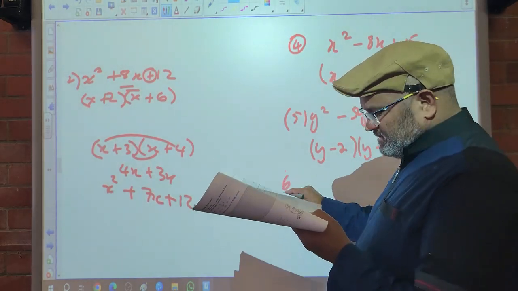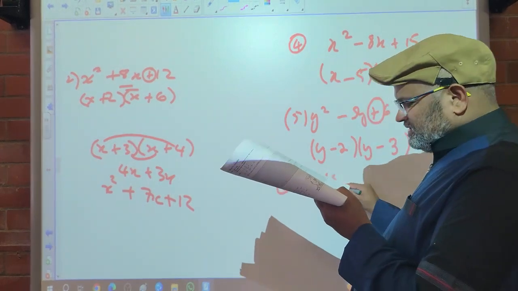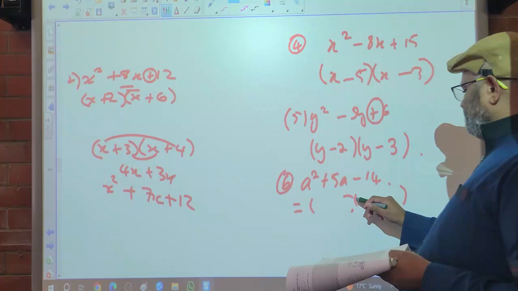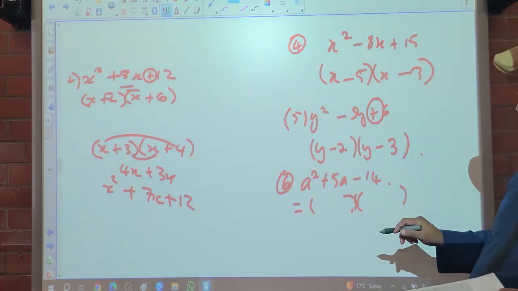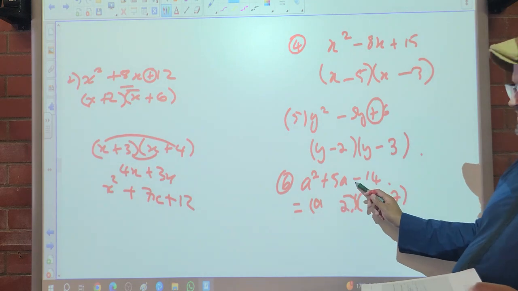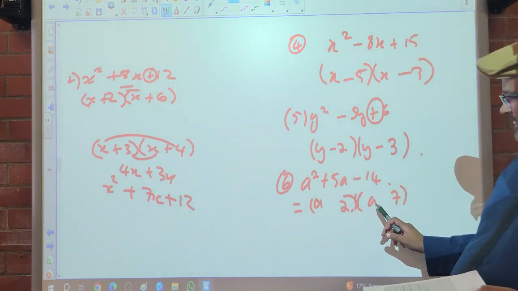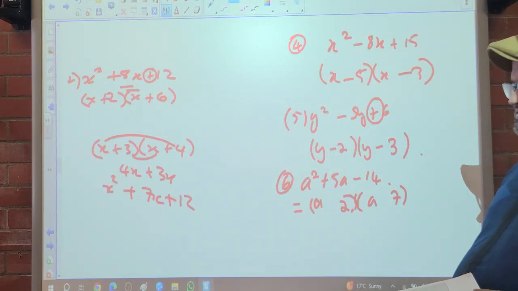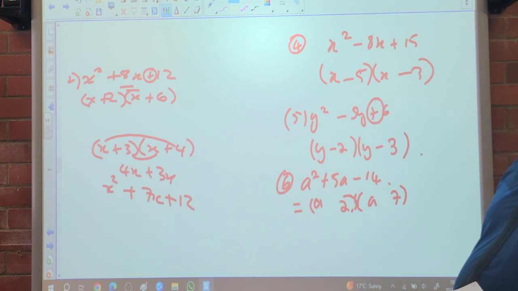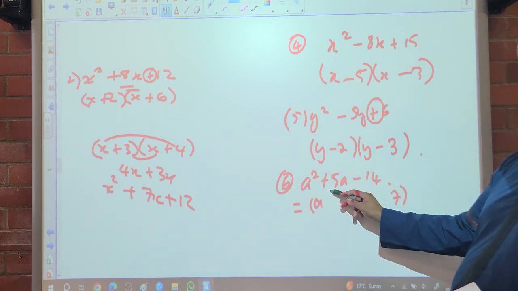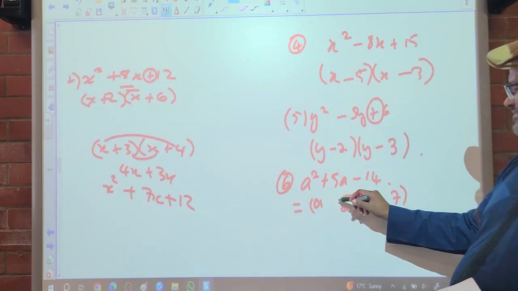Number 6, a squared plus 5a minus 40. What did you have here in your brackets? 2 and 7. Do we add or subtract the products? You subtract. What about the signs? Same sign or opposite signs? Opposite, because the last term is negative. The bigger product must take the sign of the middle term, which is positive.